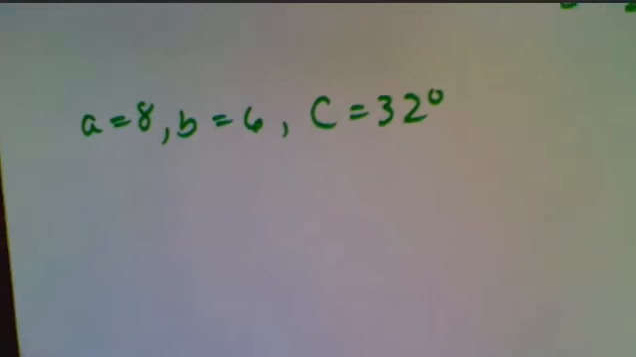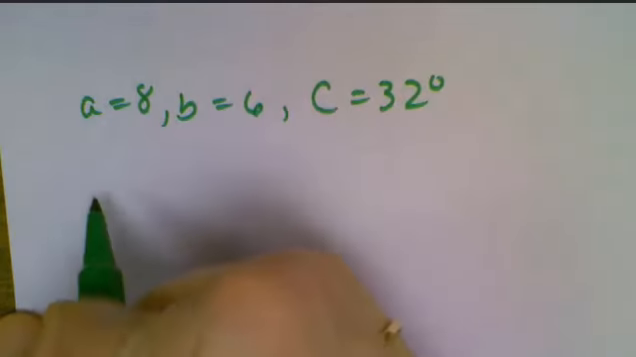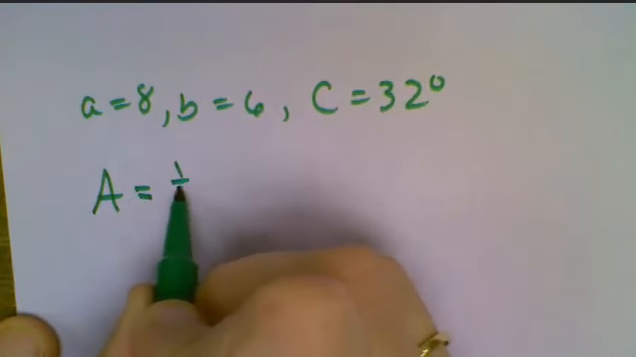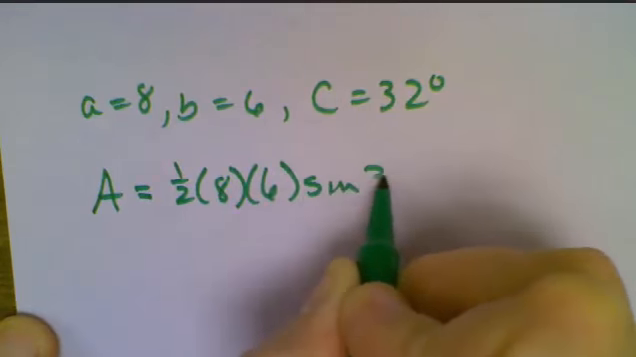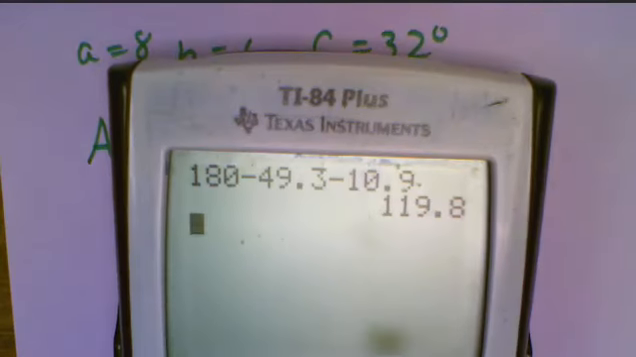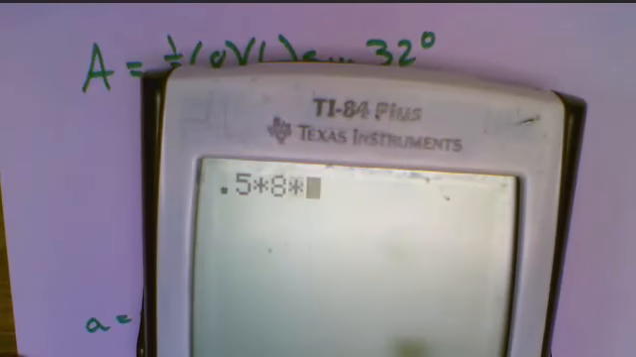So I have two examples real quick. One is if you're given two sides and the included angle. The formula just says to find the area of that triangle, all you have to do is take 1/2 times a times b times the sine of C. And that's all you need to do. Just plug that in your calculator. So I will take 1/2 times 8 times 6 times the sine of 32.